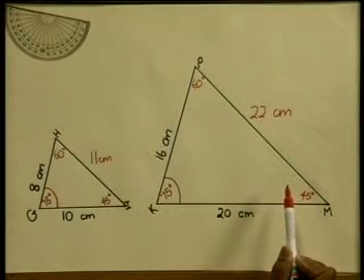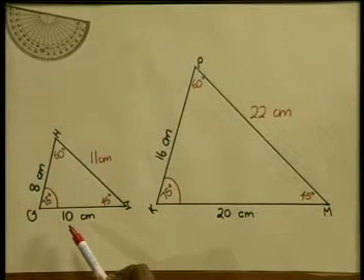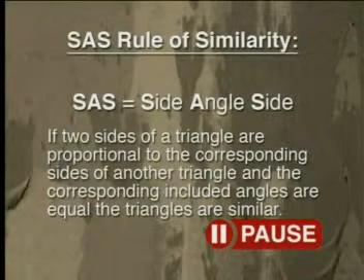Once again, we can formulate a rule for this discovery. It is called the side-angle-side rule of similarity. If two sides of a triangle are proportional to the corresponding two sides of another triangle and the included angles are equal, the triangles are similar. This can be abbreviated as the side-angle-side rule of similarity. In other words, the SAS rule of similarity. Now that we've discovered all the rules of similarity, let's apply our knowledge. Here's a problem that I want you to think through with me.